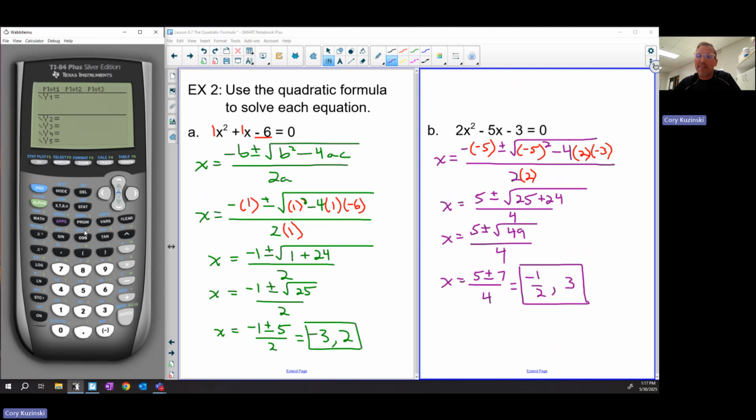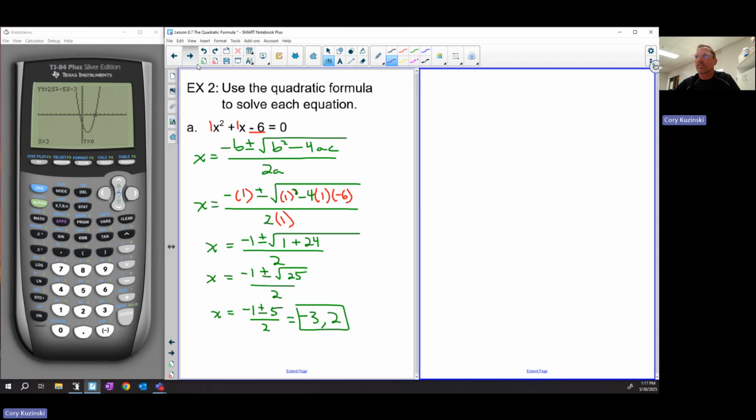Again, I probably could have graphed this and figured out those answers pretty quickly, but we'll see where it's got its uses here in a second. 2x squared minus 5x minus 3. Graph it. Looks good. Trace it. -1/2. That's 0. And 3. That's 0. So this quadratic formula works. It'll find us the roots of these equations.